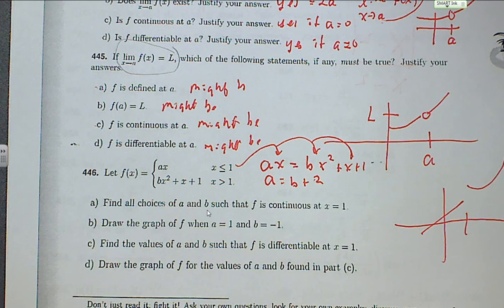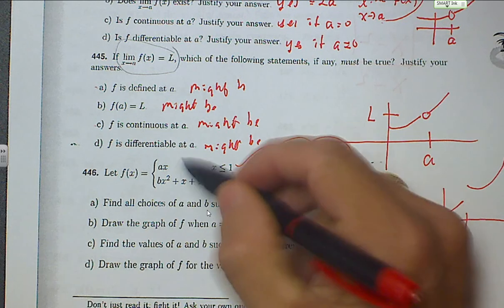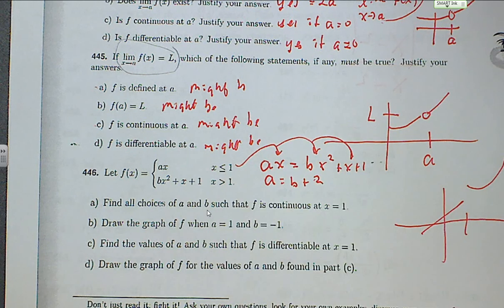So it doesn't matter what B is. A is going to be 2 bigger. If B is 10, A is 12. If B is 100, A is 102. There's an infinite number of graphs that could be continuous using this piecewise function, and that's okay. It just says find all choices. Whatever B is, A is 2 bigger. You just come up with an expression to handle all choices. That answers question A right there.